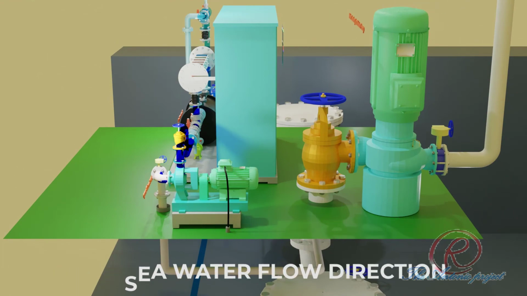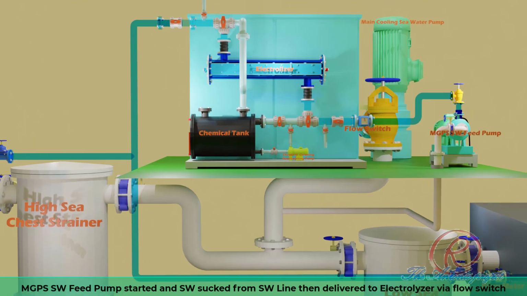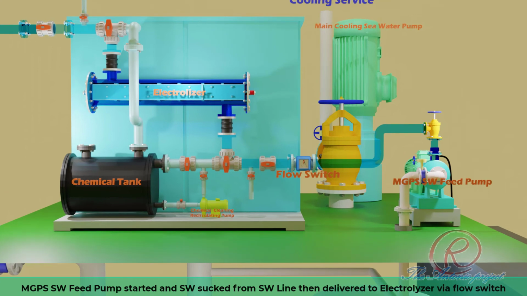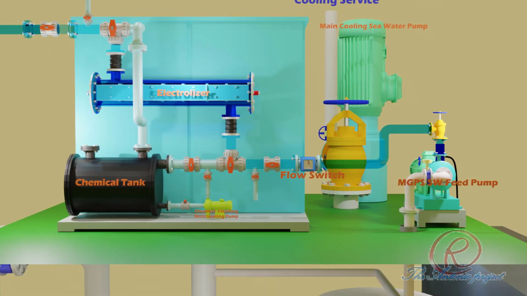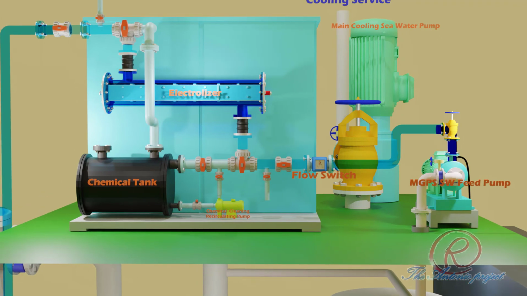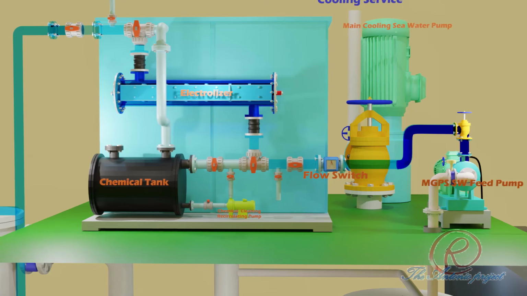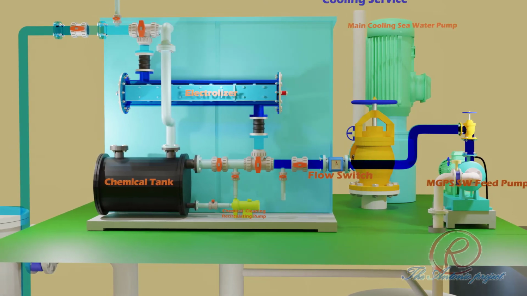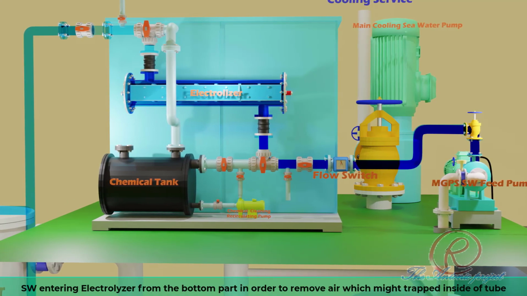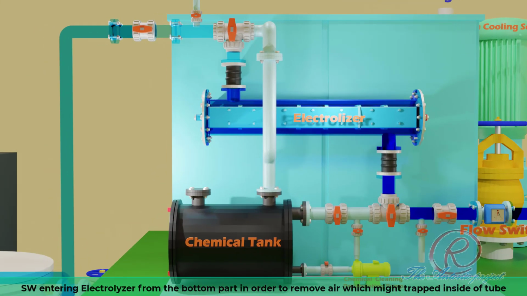MGPS seawater flow direction. The MGPS seawater feed pump is started and seawater is sucked from the seawater line, then delivered to the electrolyzer via the flow switch. Seawater enters the electrolyzer from the bottom part in order to remove air which might be trapped inside the tube.